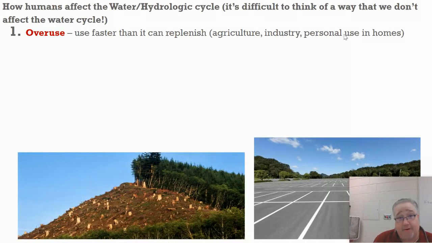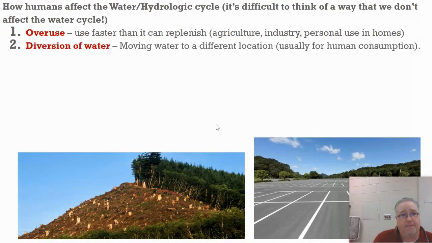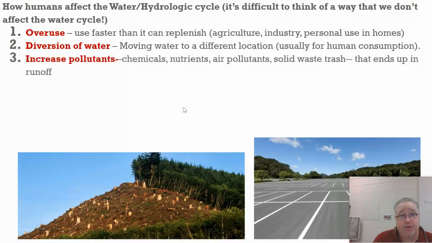There's only so much fresh water on the planet. There's a lot of salt water, but as far as fresh water goes, there's only so much. So if we overuse that, that's a resource we have to be careful with. We divert water. We move it from one area to another. We typically do that because we use this water for things like human consumption, but we have the ability to move water from one area of the planet to another.